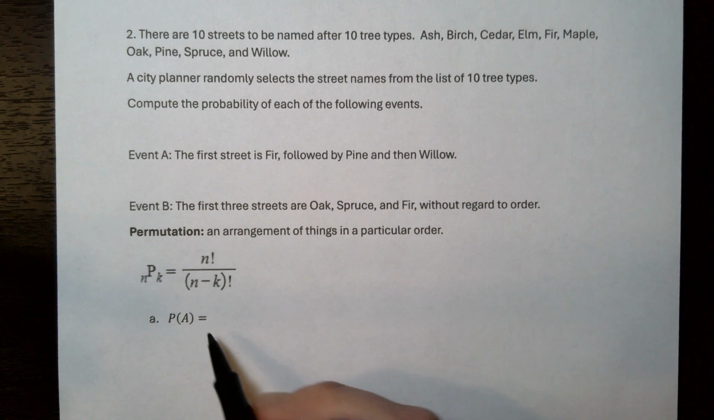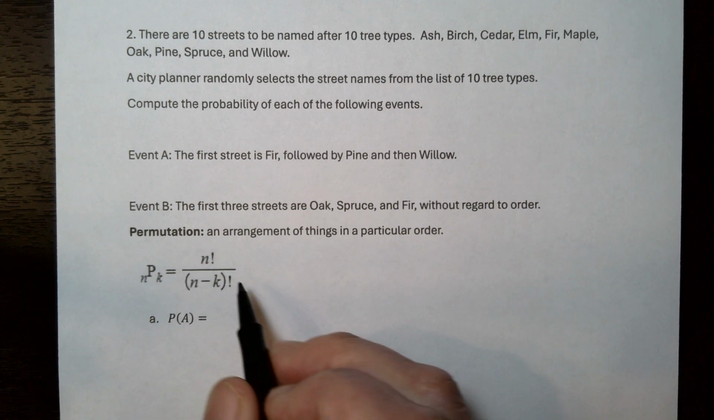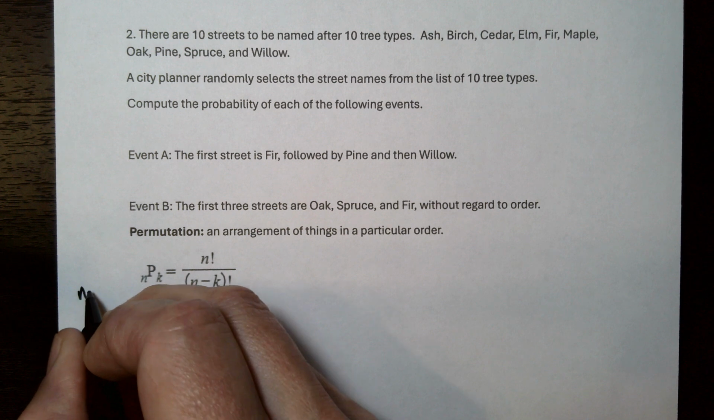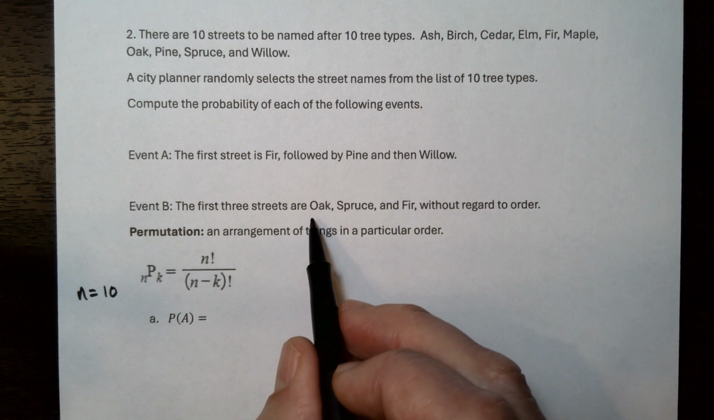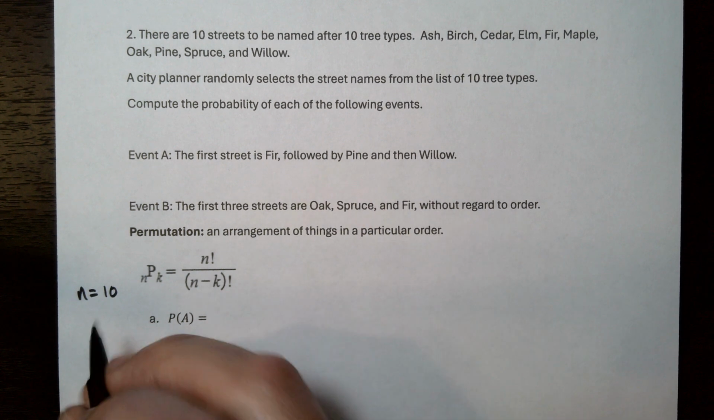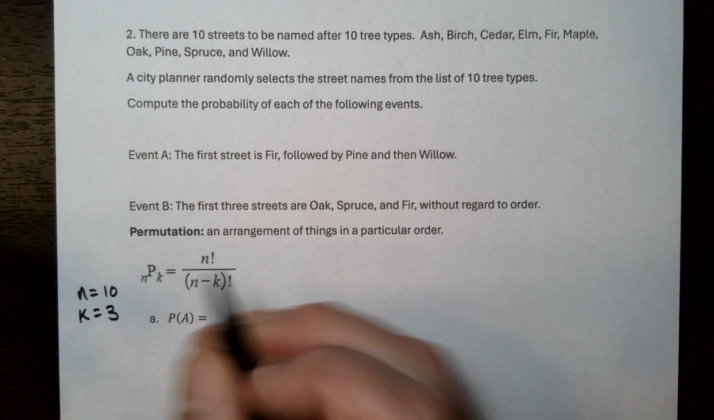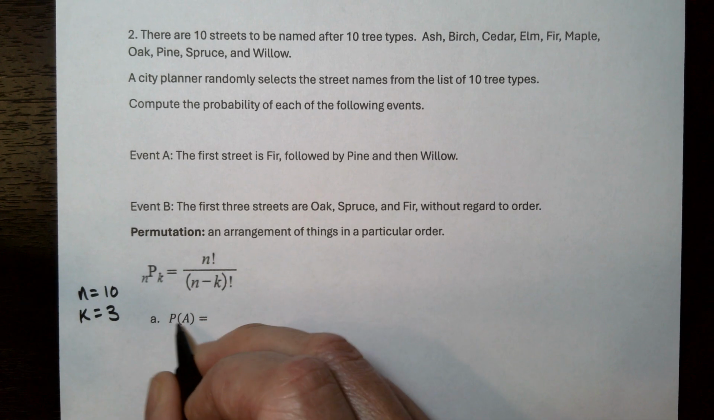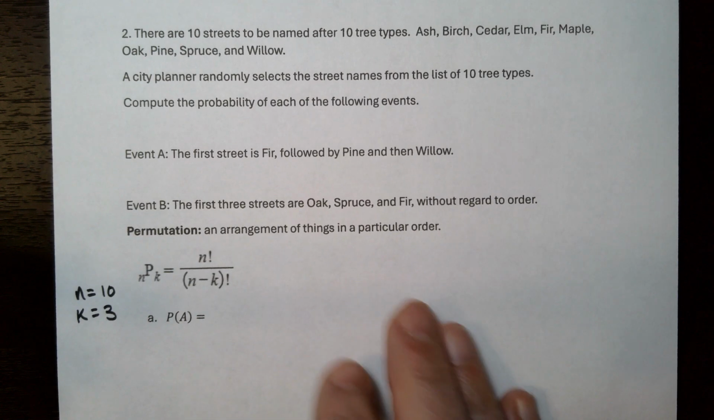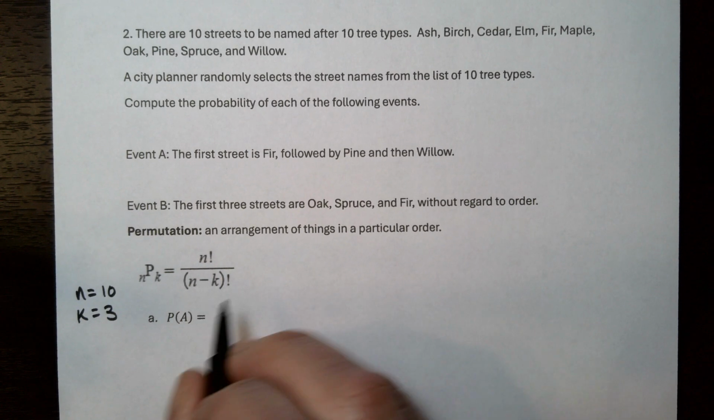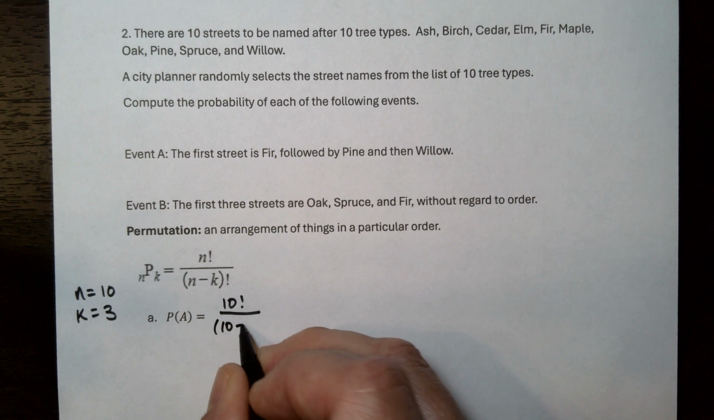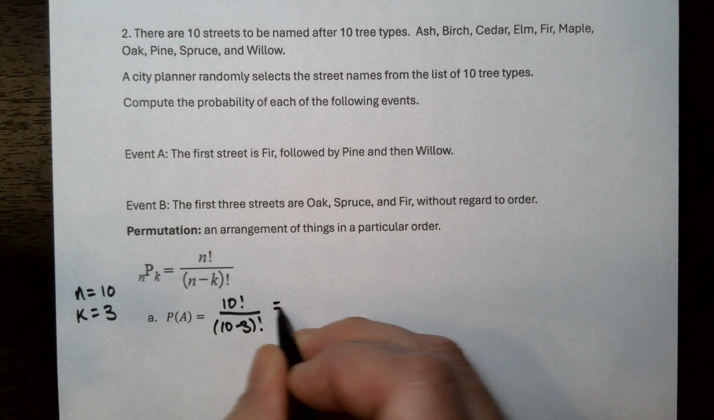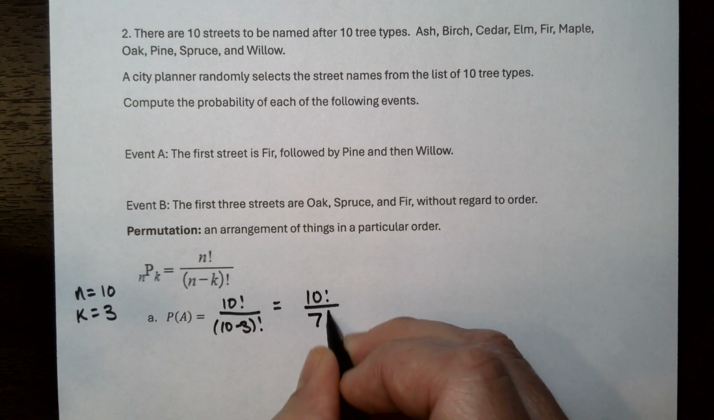Okay, so in the first one, the order matters, so that's a permutation, and we use this. So how many total things do we have? That's n. The total number of things that we have is 10, and we're choosing 3. 1, 2, 3. So k is equal to 3. So for probability of event A happening, it's equal to n factorial, which is 10 factorial, over n minus k, so 10 minus 3 factorial. That's 10 factorial over 7 factorial.